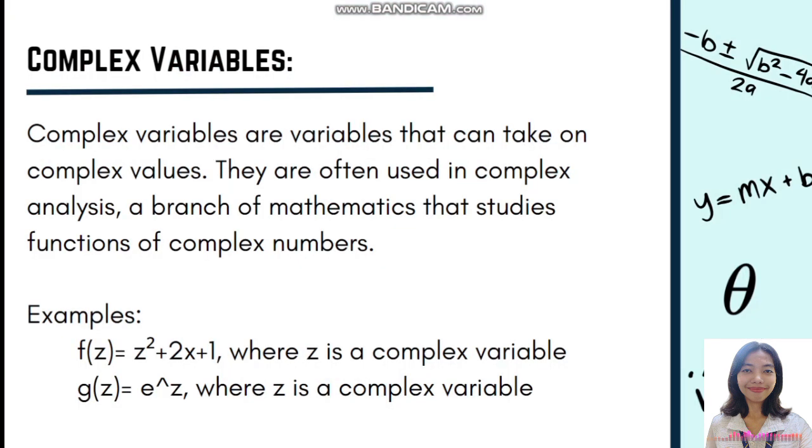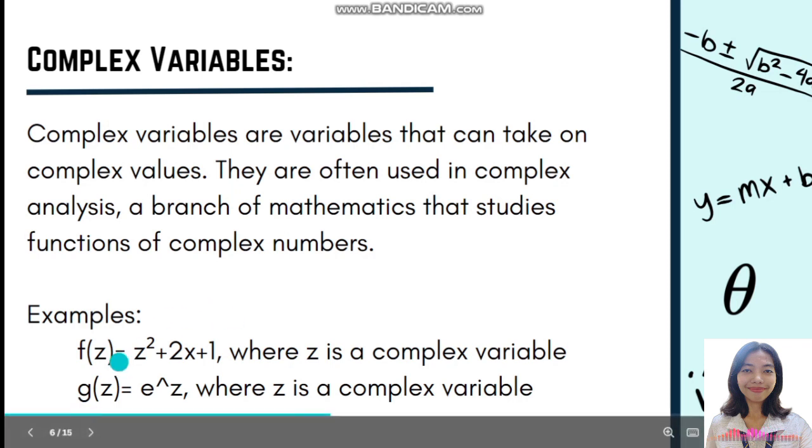So next we have the complex variables. Complex variables are variables that can take on complex values. They are often used in complex analysis, a branch of mathematics that studies the functions of complex numbers. For example, we have f of z equals z squared plus 2z plus 1, where z is a complex variable. And then we have g of z equals e raised to z, where z also is a complex variable.